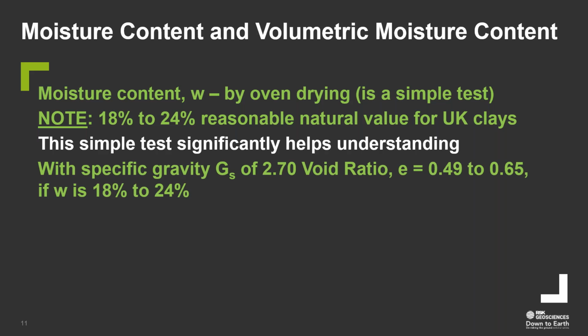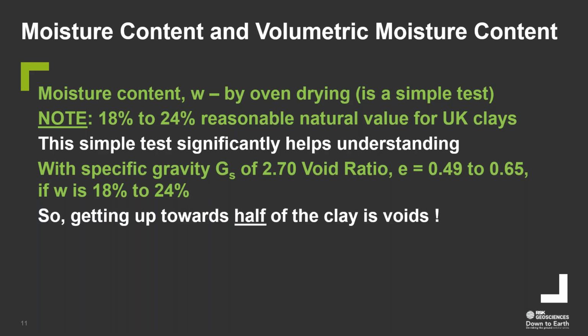So if we assume the specific gravity of the solid particle is 2.7, then the void ratio of that soil would be between 0.49 to 0.65, where that void ratio is the volume of the void space to the volume of the solids in the soil. And what that's telling you is that the void volume is getting up towards half of the overall volume. It's probably a third to a half. So that's a lot of void space, and that void space is full of water.